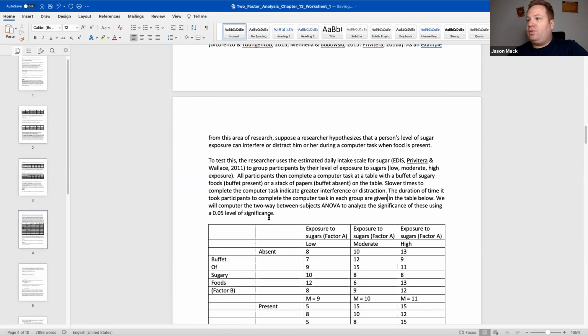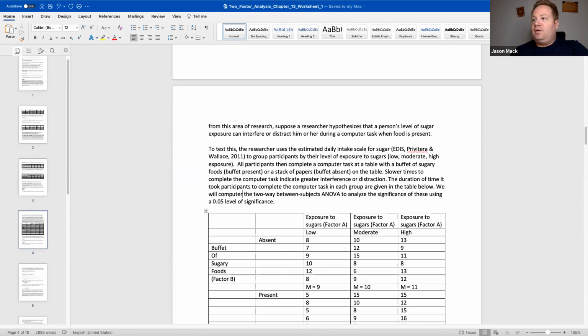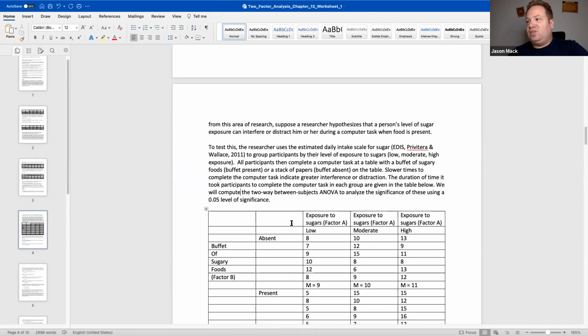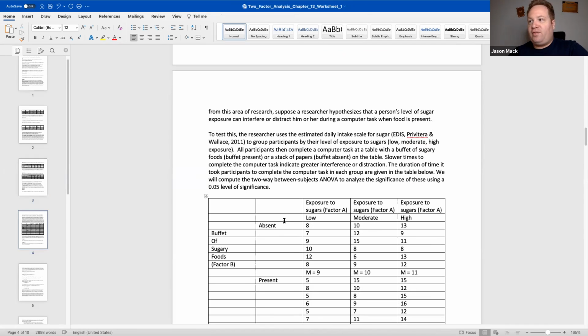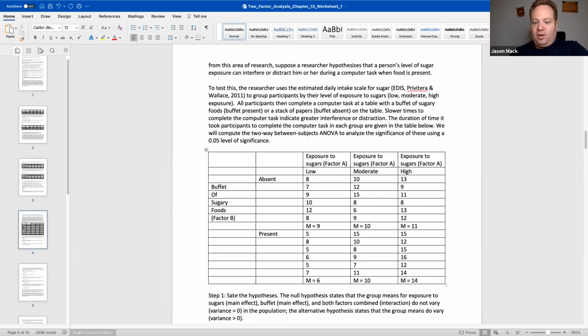We will compute the 2-way between subjects ANOVA to analyze the significance using a 0.05 level of significance. So here is our table. Now, this table I also have right here for you.